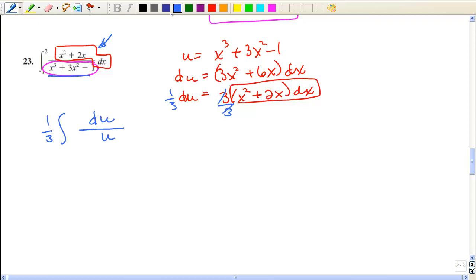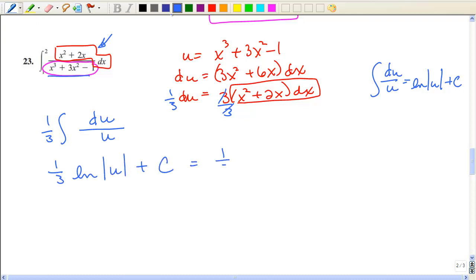Now doesn't that look a lot easier? And you're going, well, what's that? du over u is the natural log of the absolute value of u plus c. So if I integrate that, that's 1/3 times the natural log of the absolute value of u plus c. Let's then go back and put in what u is, and we don't need the plus c because we're going to integrate with respect to x between 1 and 2.